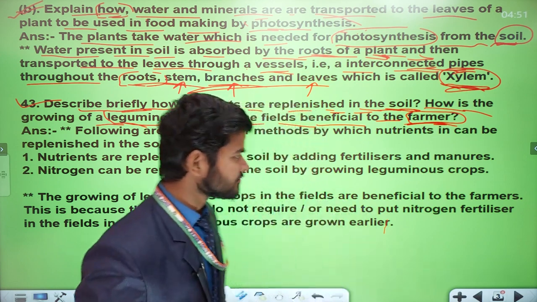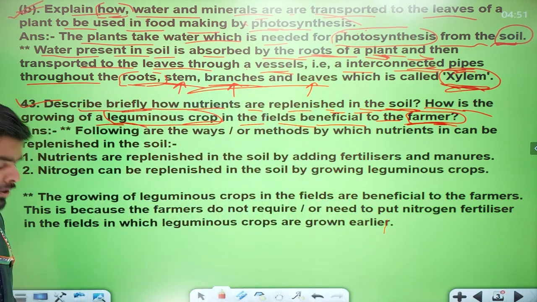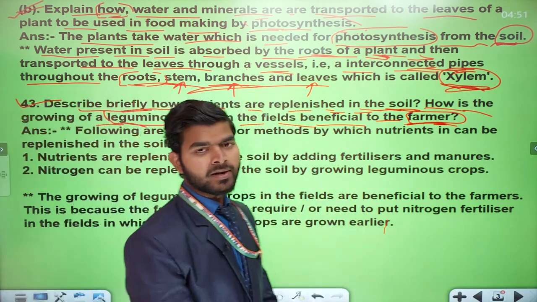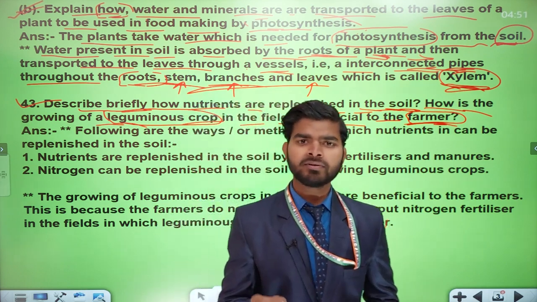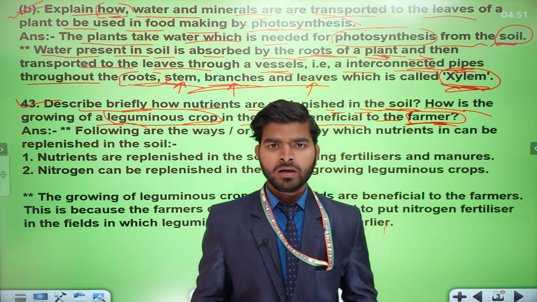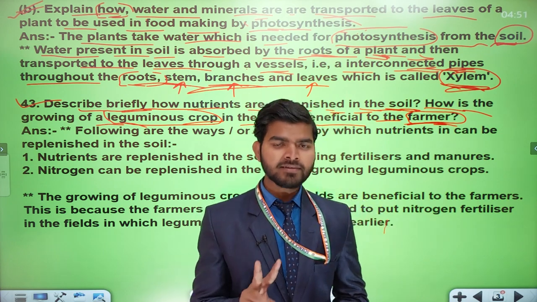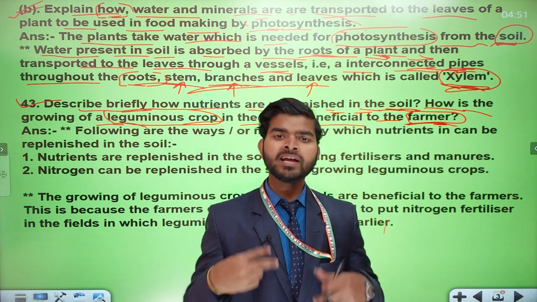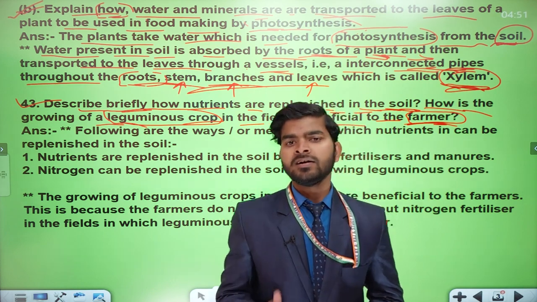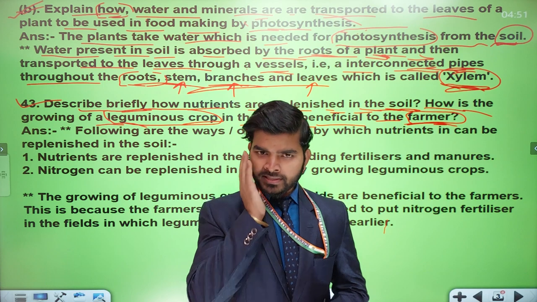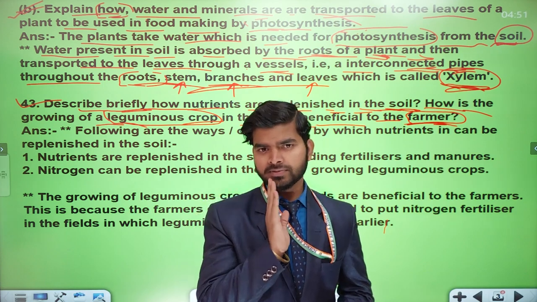Okay, let me explain these answers. You have some ideas or knowledge about manures and fertilizers. So by adding manures and fertilizers, you can recover the soil nutrients. This is the first point. And the second one is that nutrients of the soil can be replenished, or replenished means recovered, by growing leguminous crops.